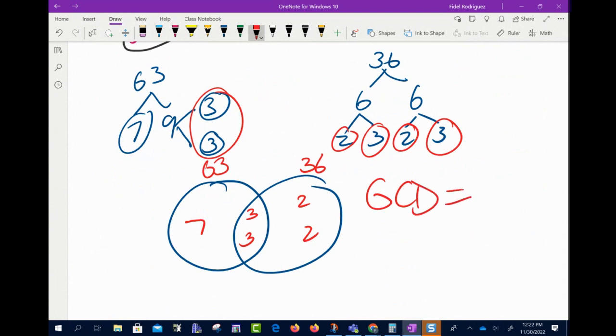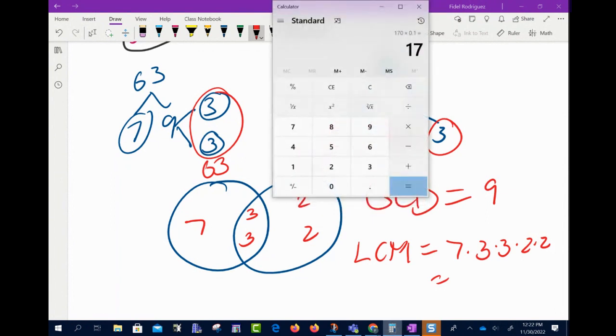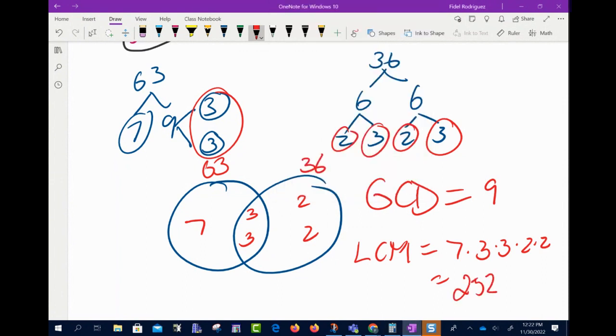So remember, my GCD is just the numbers that we have in common. 3 and 3 is 9, right? My LCM is going to be all the numbers. So 7, 3, 3, 2, and 2. So I don't know, let me get my calculator here. 7 times 3 times 3 times 2 times 2. And I'm coming up with 252. Okay.